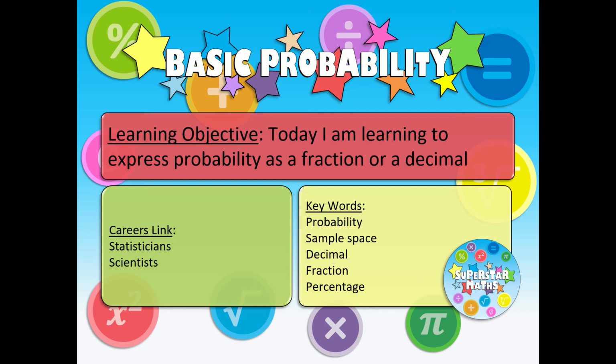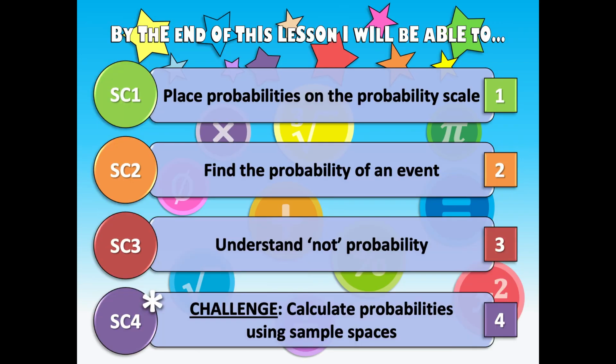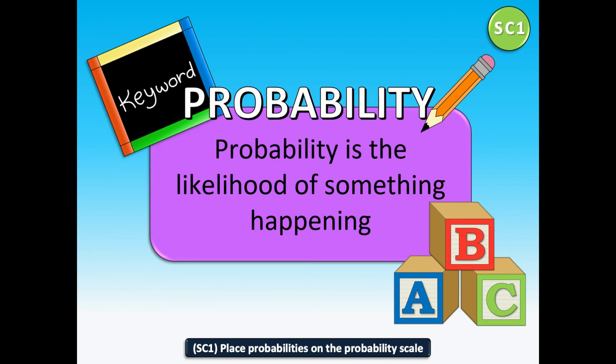Hi guys, welcome back. Today we are going to learn to express probability as a fraction or a decimal. We've got 4 success criteria, and the first one is to place probabilities on the probability scale. So probability is the likelihood of something happening.